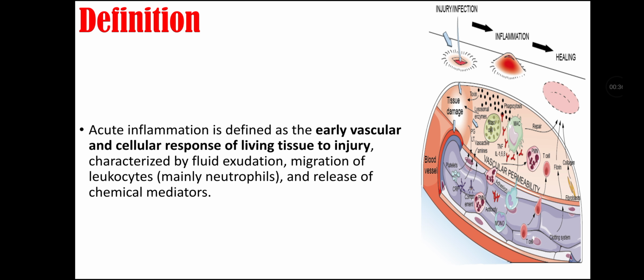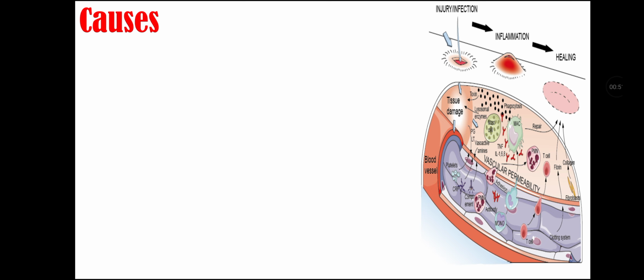Definition of acute inflammation. Acute inflammation is defined as early vascular and cellular response of living tissue to injury. It is characterized by fluid exudation, migration of leukocytes, mainly neutrophils, and the release of chemical mediators.